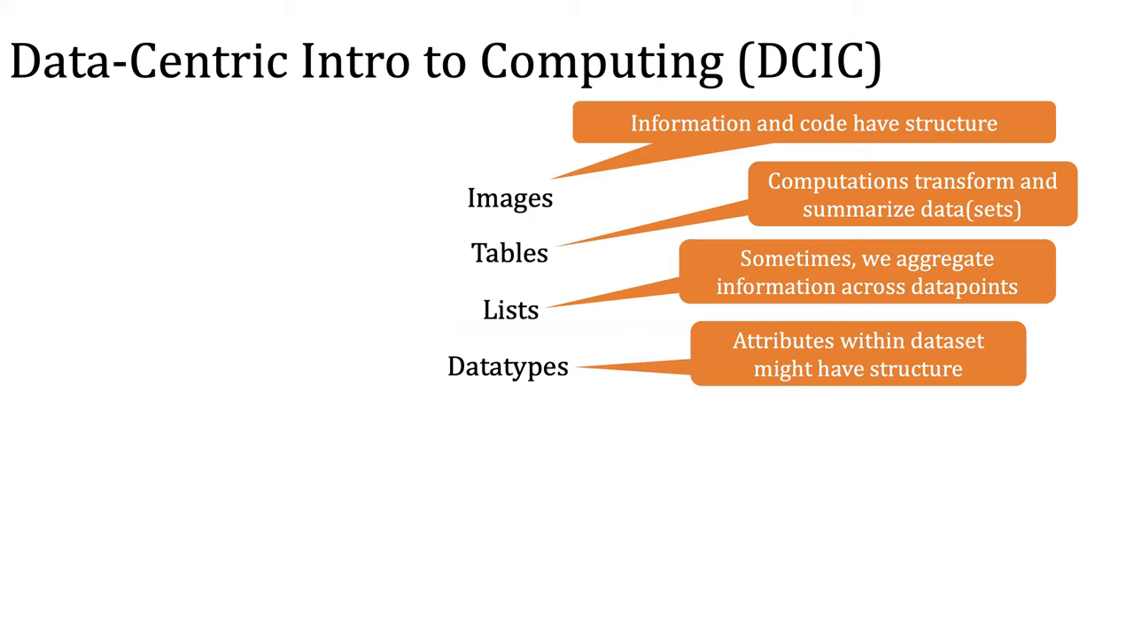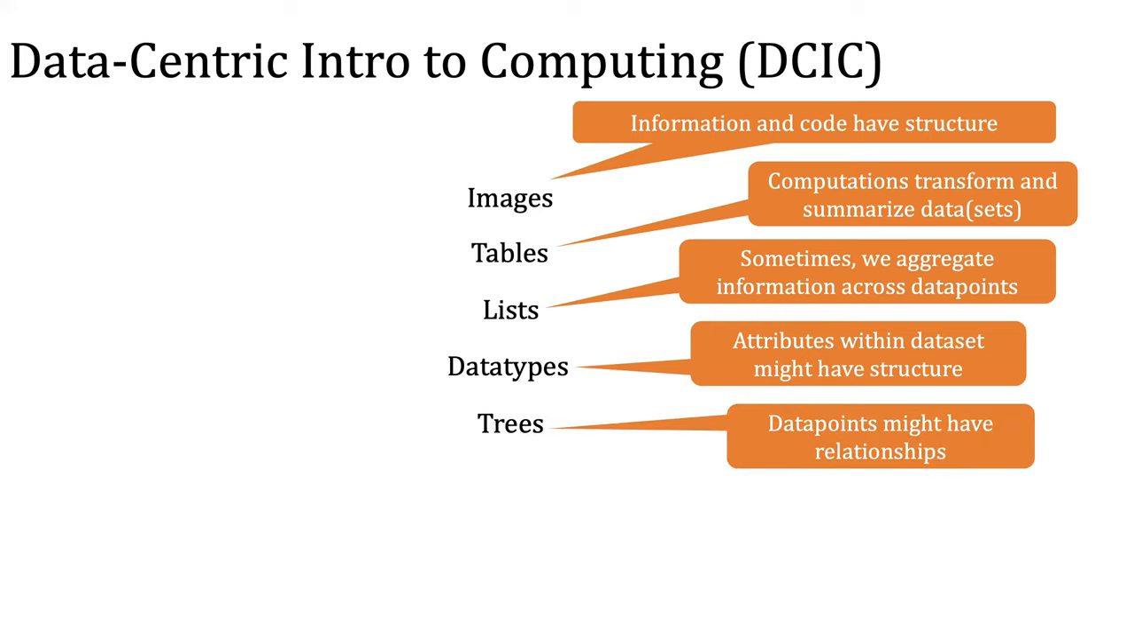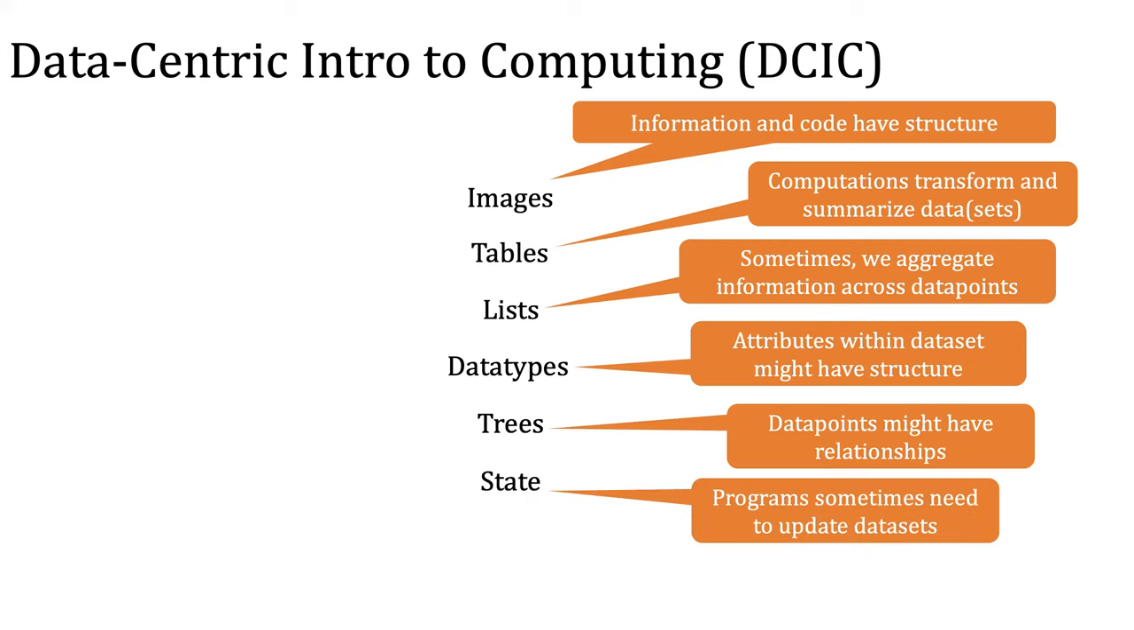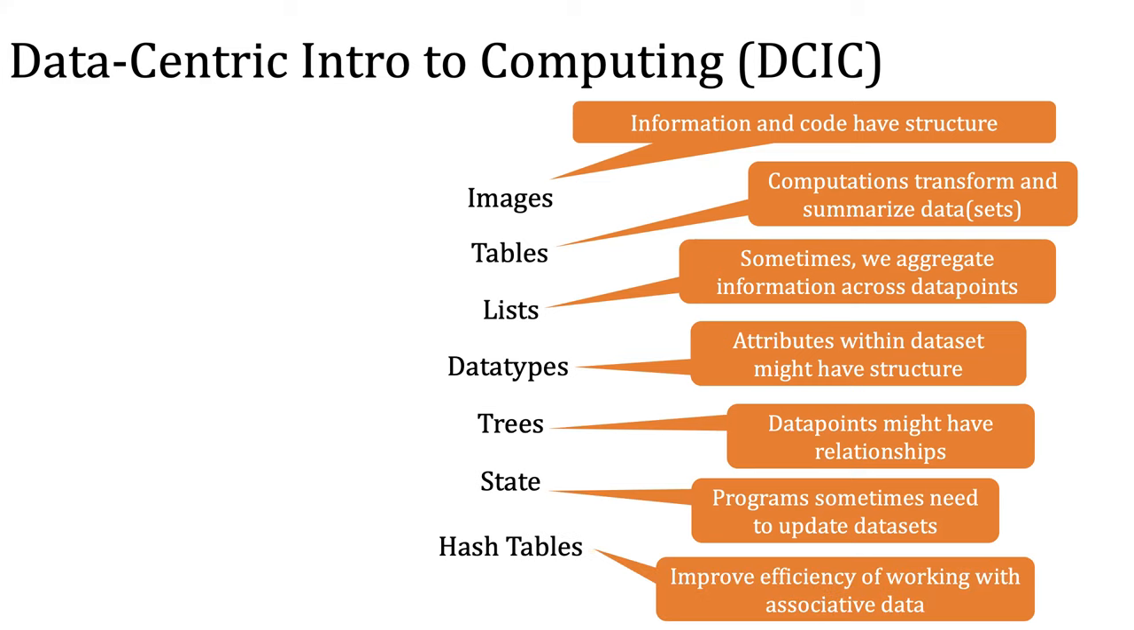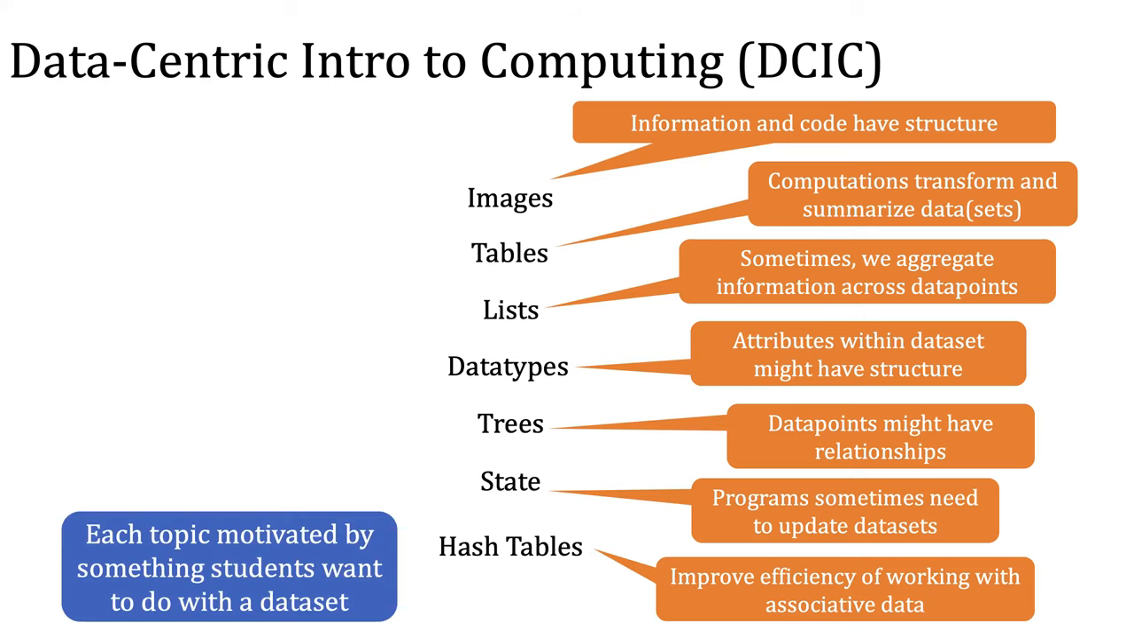So the columns, sometimes we have to take attributes within a particular datum, and that gets us to data types and structures. Then from there, we say, look, some of these data points may have relationships with each other. That gets us to trees and graphs. And then we say, look, sometimes you need to update these values. That gets us to state. And in this particular approach, we also end with hash tables, saying sometimes you want to improve the efficiency, right? But the key thing is every one of these steps is motivated by something a student might want to do with the data set.